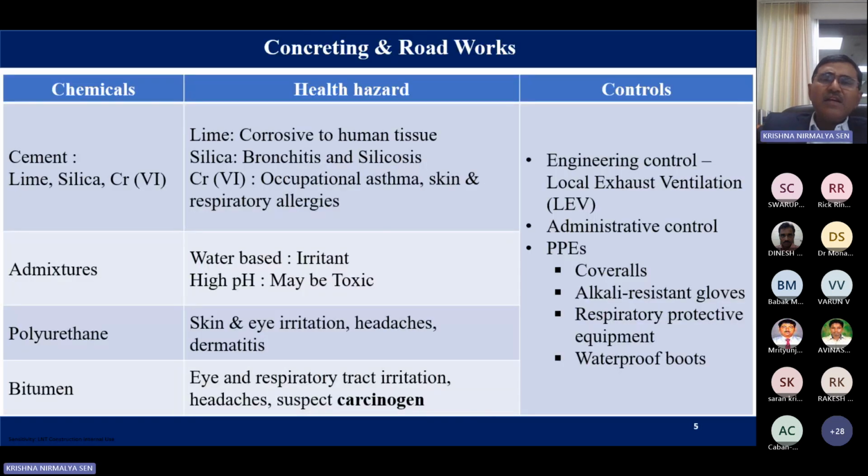So we also use a risk index to determine the probability and severity and then arrive at that. So, for example, if we see a couple of exposures which we need to address when we are in the construction business, we have silica, we have lime, we have chromium 6, hexavalent chromium, and then other things like admixtures, polyurethane, and then bitumen. So each one of these has its own health hazards.